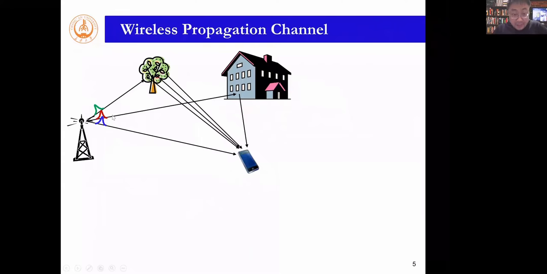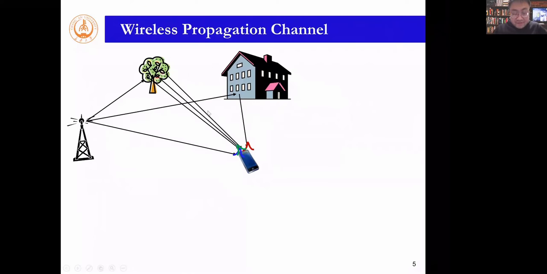And in the environment, we have a house, for instance, and trees. And we assume that the signal transmitted by the base station can be received by the mobile user via three different routes, as you can see. So here's the story. The same message is transmitted by the transmitter, but they are passing through different routes with different lengths, right, and different distortion.